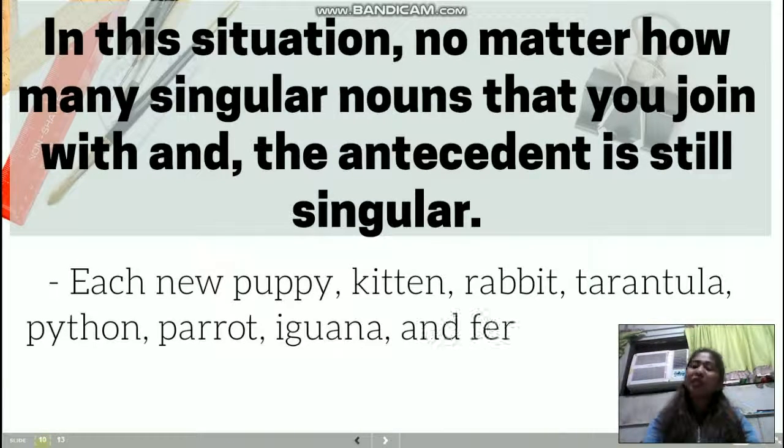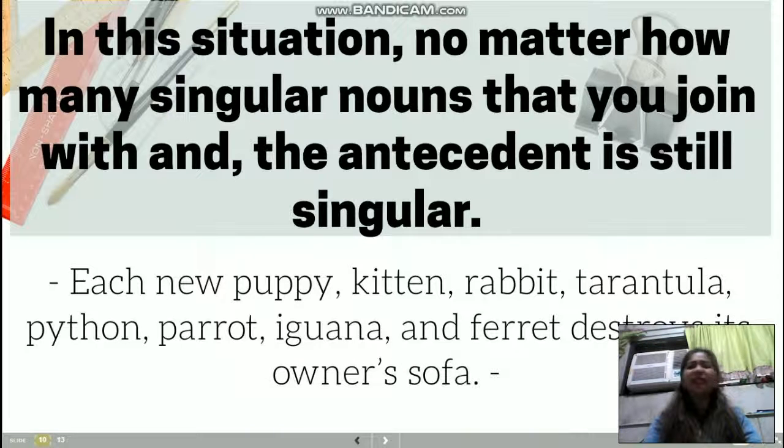In this situation, no matter how many singular nouns you join with and, the antecedent is still singular. Each new puppy, kitten, rabbit, tarantula, python, parrot, iguana, and ferret destroys its owner's sofa. So as you can see, we have many animals mentioned in the sentence, but still, we have the word each. That is why we use the singular pronoun its.